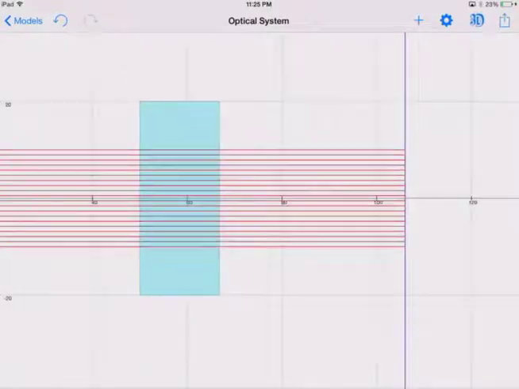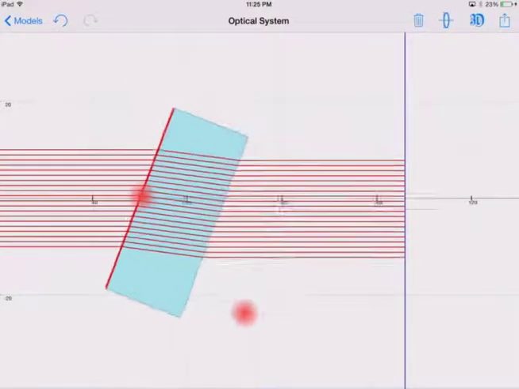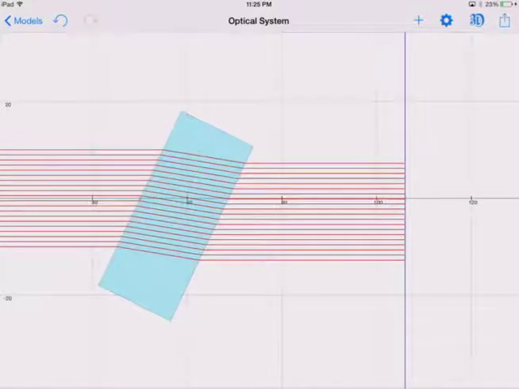Now we can see what happens as you rotate the plate of glass. When the beam enters, it gets deflected downward, and then when it leaves, it deflects back in the opposite direction, so it's moving in the same direction as before.